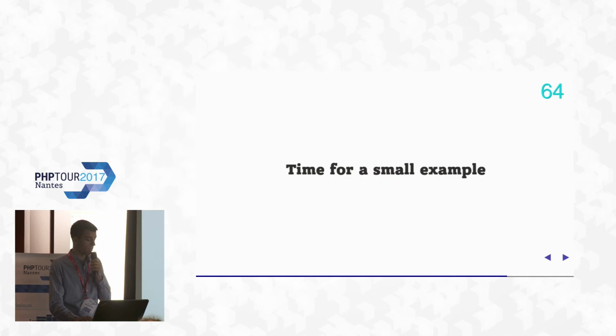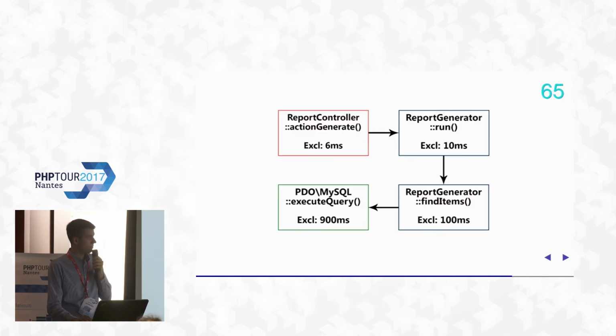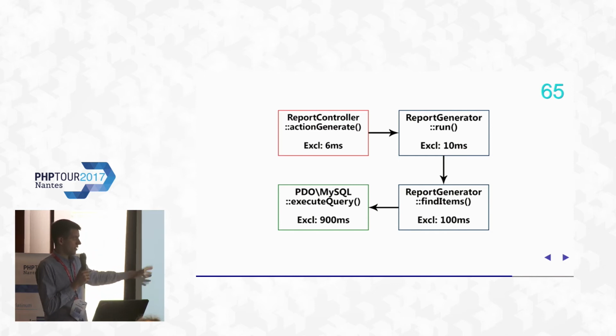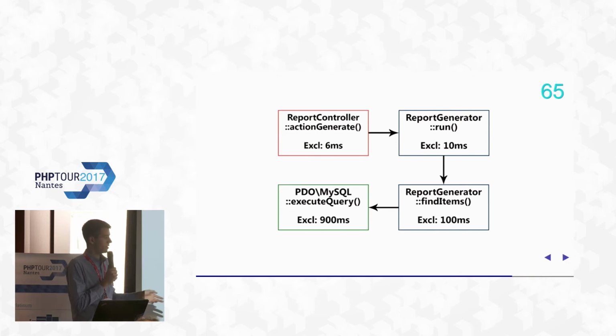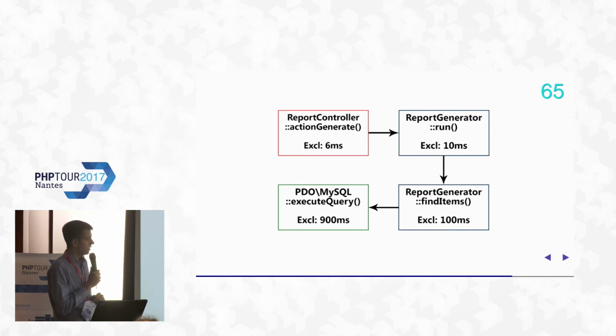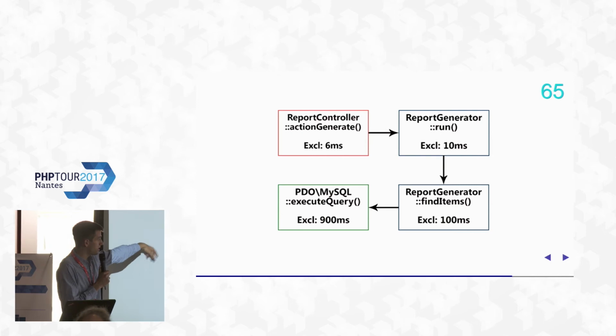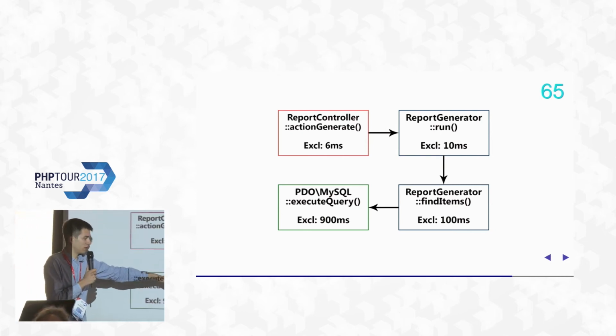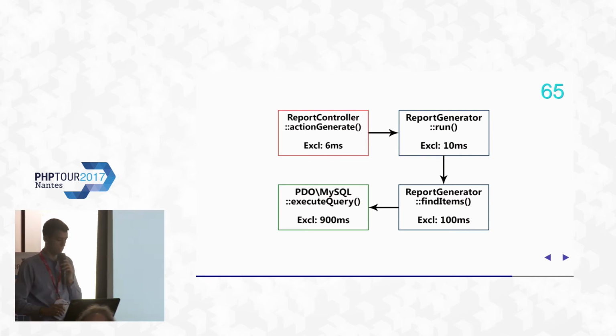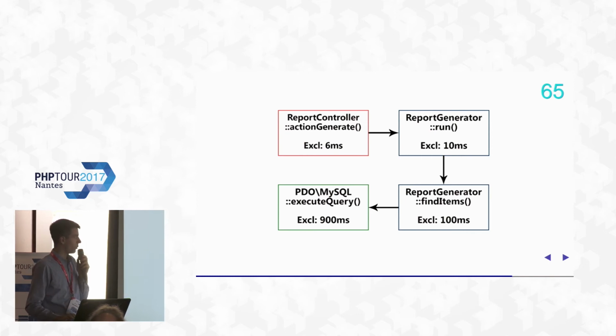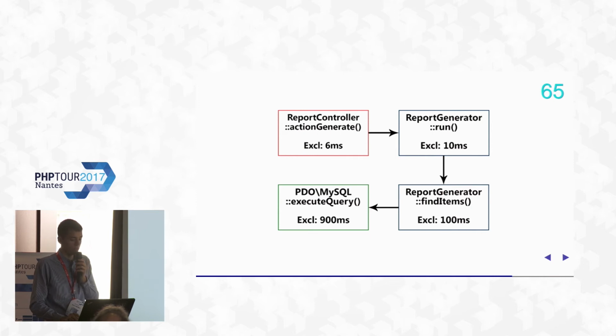So here's the time for a small example. For example, we have a profile that has a hot path of a controller, some report generator that calls the find items method, and it calls an SQL query that costs 900 milliseconds. So 6 milliseconds exclusive execution time, 10 milliseconds, 100 milliseconds, and 900 milliseconds. The most obvious thing we should think is that the query is bad, so we should check it.